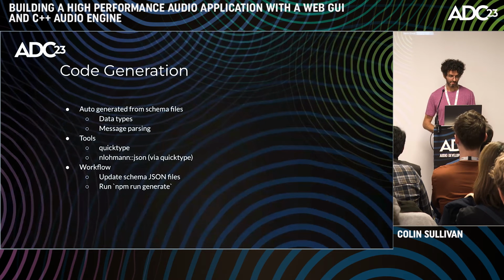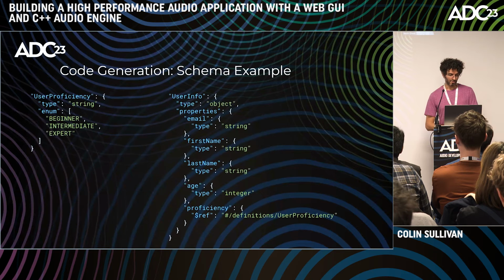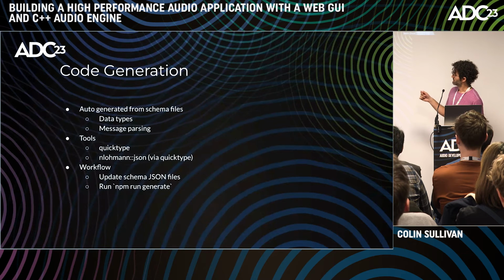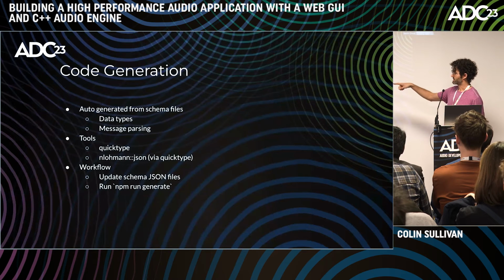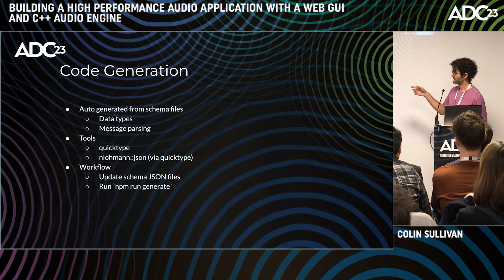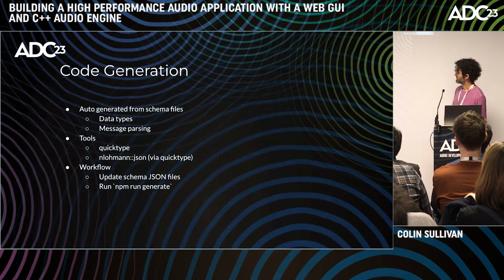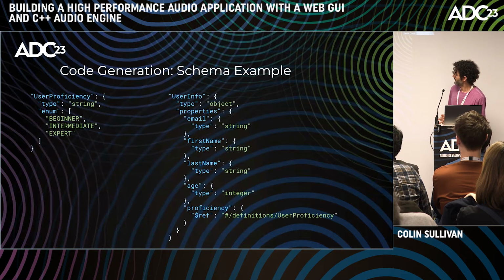So we have code generation infrastructure where the data types are defined in schema files. From that, the data types and the message parsing code are auto-generated, and that happens on the TypeScript side and the C++ side. The tools we're using: QuickType, and Lohmann JSON, an awesome C++ library that comes with QuickType. We just update these JSON files and then run a command, and the auto-generated code is produced. Okay, so let's look at the example.